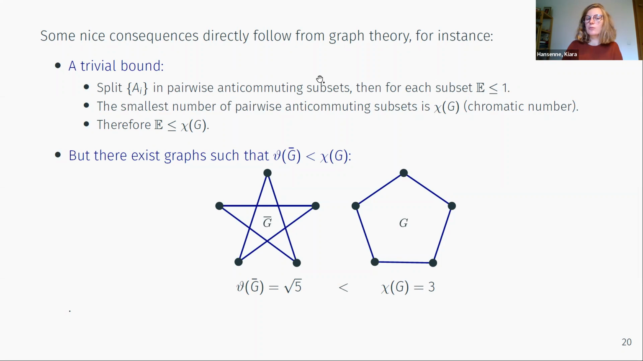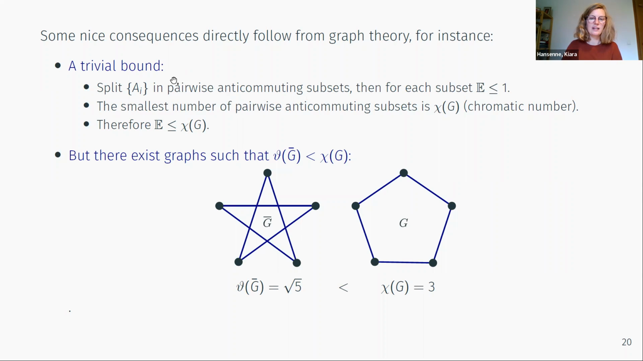So now you can just count how many subsets you have, and then you have a bound on the original E for the original set that you have here. But then now, if you want to have the best bound possible, you just have to make it such that you have the least subsets possible.